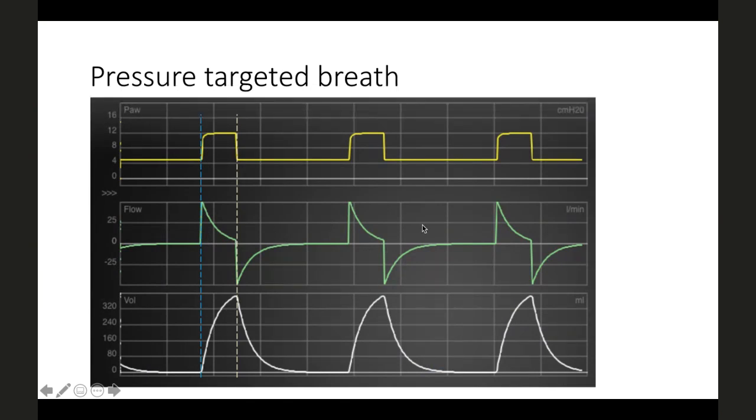Anoop, you want to add anything to make it more simple? Yeah, the same. It basically depends on the initial flows. So depending on the patient demand, and again, to make the synchrony better, you can use these different types of flow patterns. And usually, we don't play much with these flow patterns nowadays.